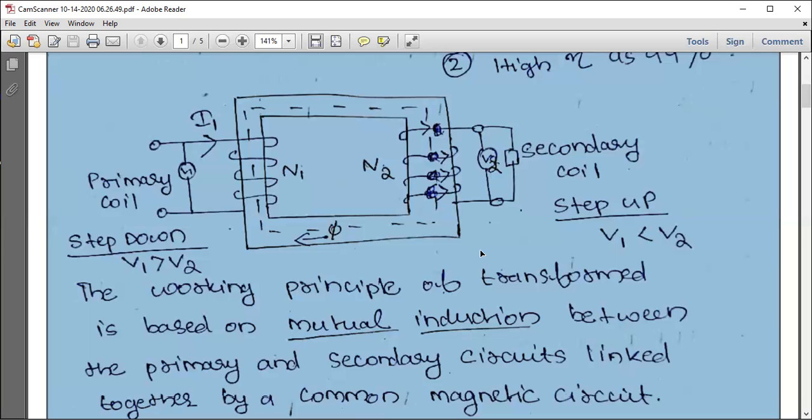So what is the cause here? Here the cause is the change in flux, d phi by dt. So the current so produced must oppose the cause of the current. Okay. So this negative sign does not have anything to do with the magnitude. It just shows that it opposes.